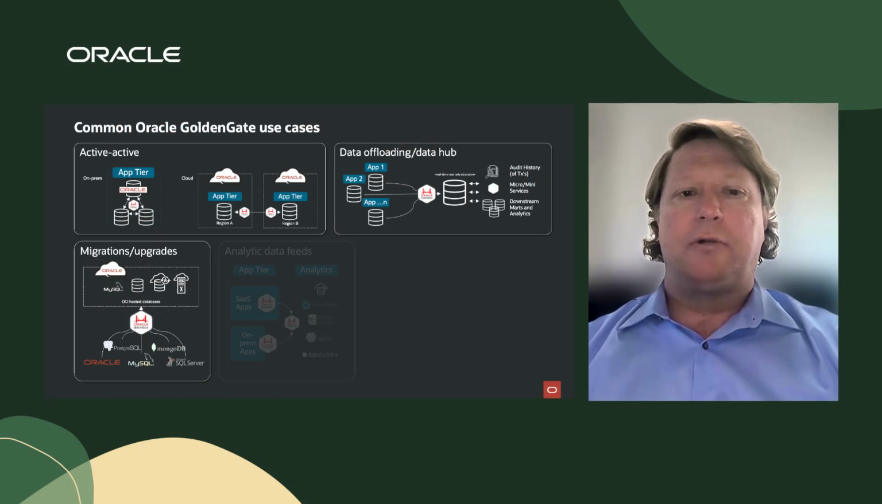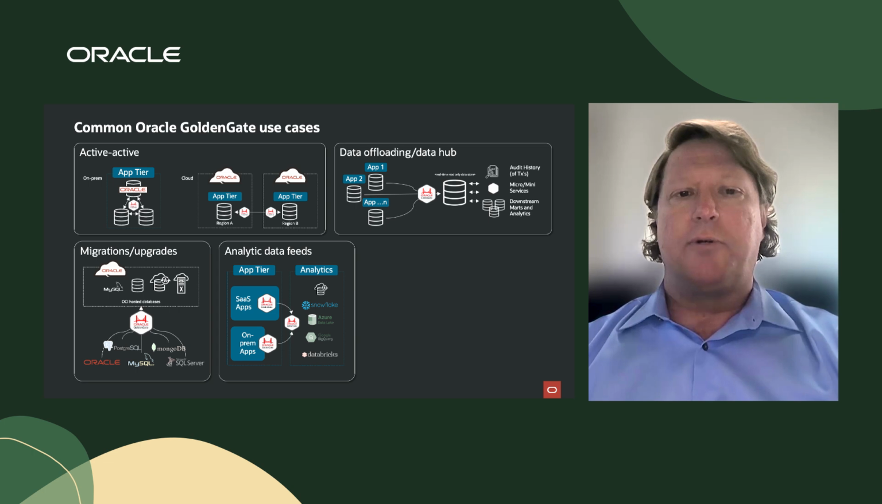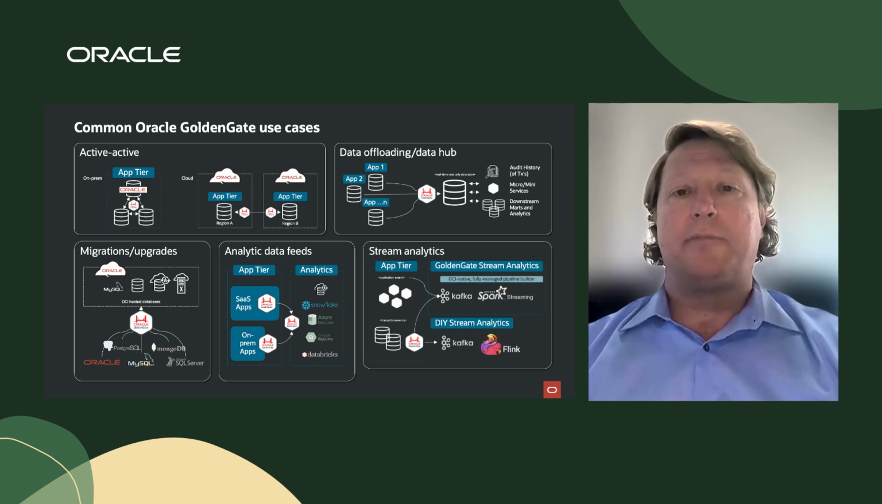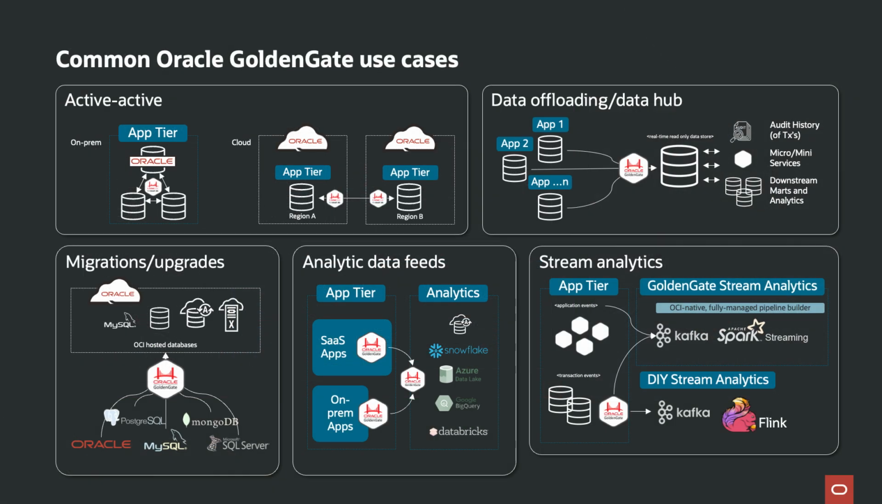We also do analytic data feeds with GoldenGate. So pulling data from different applications, even SaaS applications or on-premise applications or databases, and moving them into different analytics platforms. We also have the ability to do what we call stream analytics. So not only can we load those analytics platforms, but as data is moving through GoldenGate, we can also do real-time analysis of that data and do things like time series analysis or geofencing of that data to do predictive analytics on it or to move it into another system for alerting and different purposes.